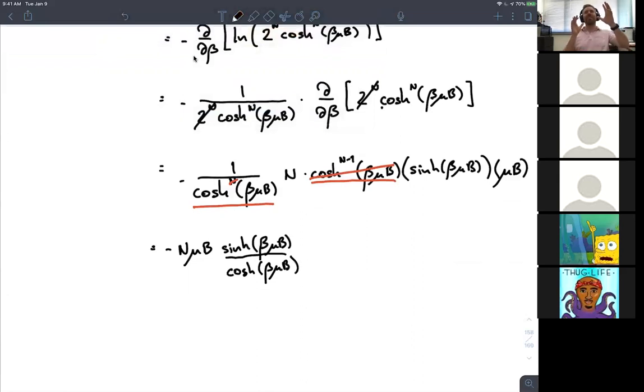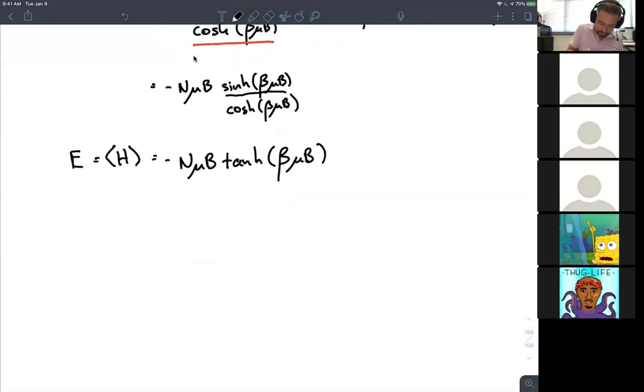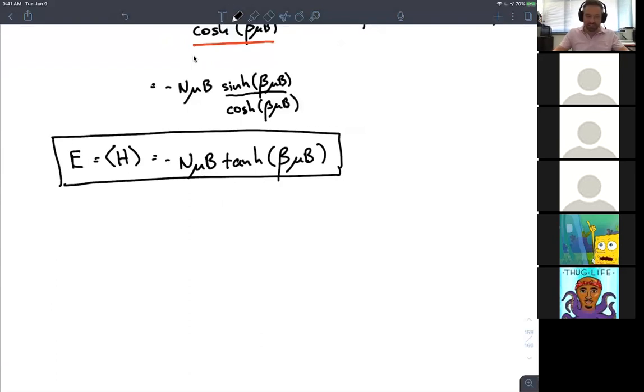Oh my God, what is that? My nerd senses are tingling. This looks so similar to something I've seen before. I know that sine over cosine is tangent. This looks so familiar. It's just sinh over cosh instead of sine over cosine. So guess what? It's the same relationship. This is tanh, tanh of beta mu B. So that is our average energy. Lovely.